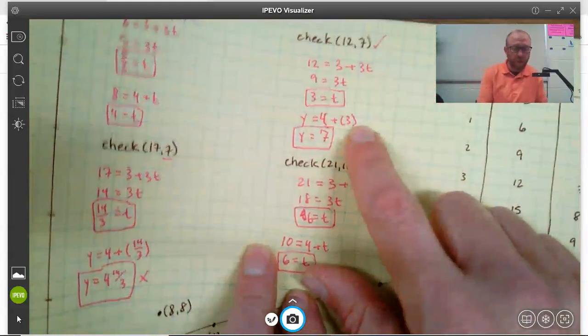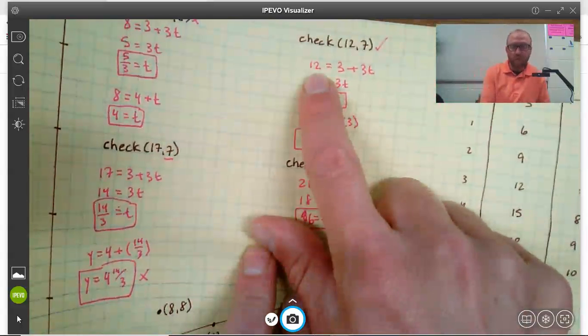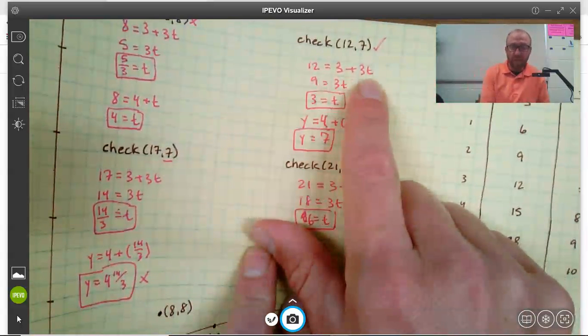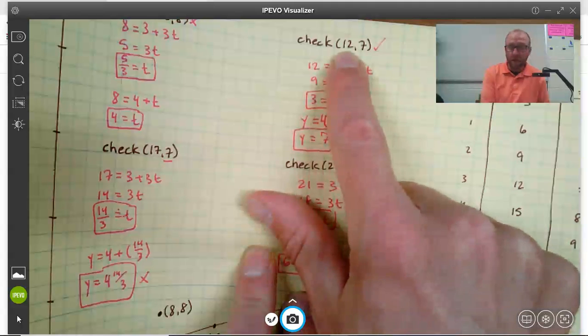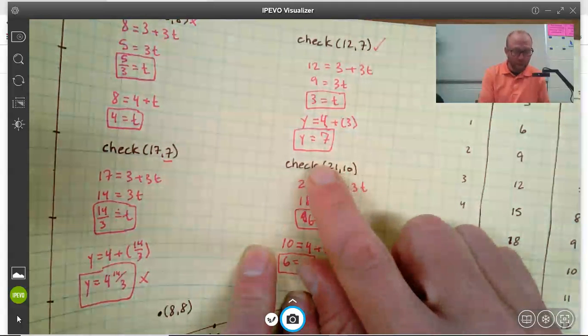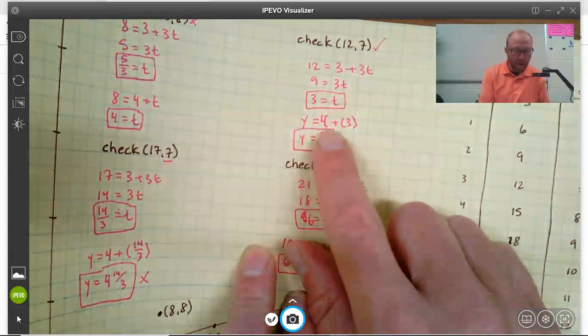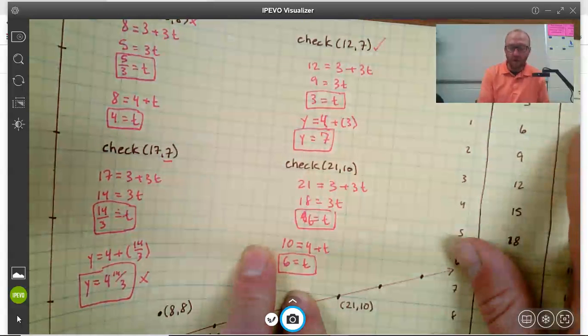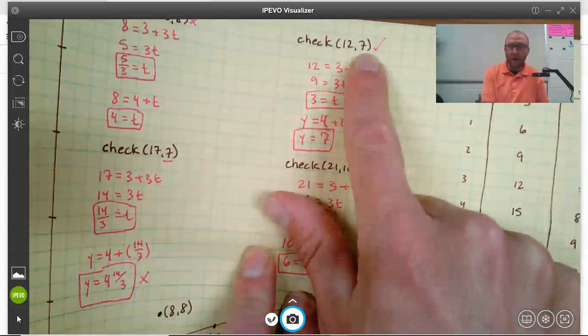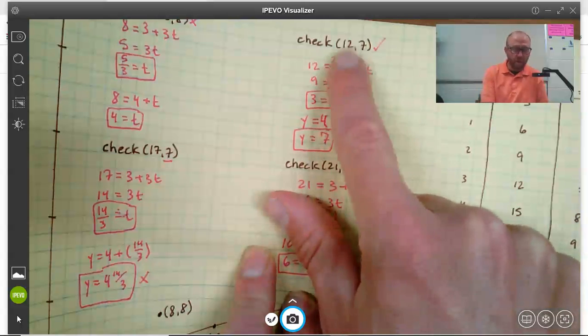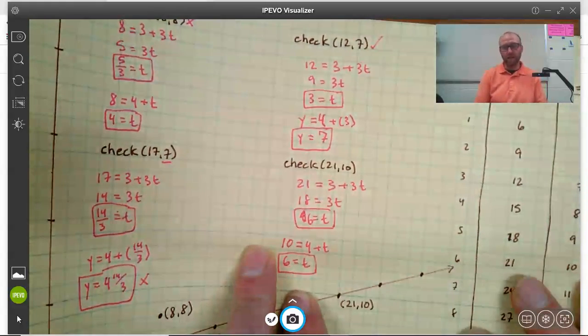Over here, we did the same thing. I put 12 in for x, and then I solved the equation to find out that if t is equal to 3, we're going to output a 12. And then I went ahead and substituted 3 into the y equation for t, and it tells me I'll output 7 for y, which is what I expect, which means that the point 12, 7 is on the line.